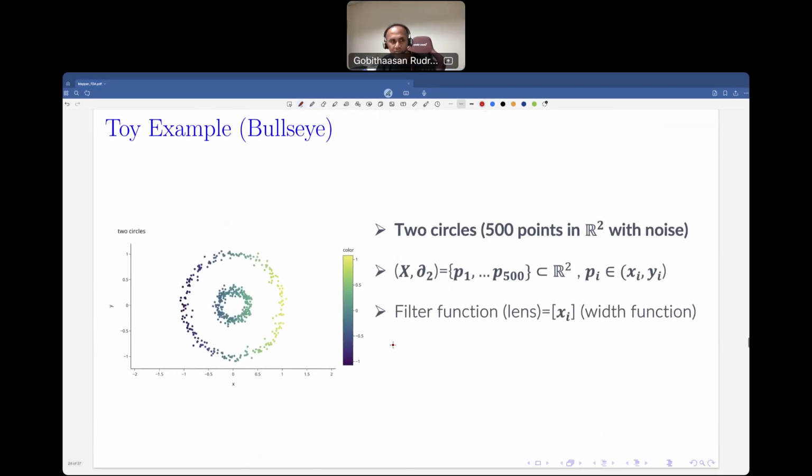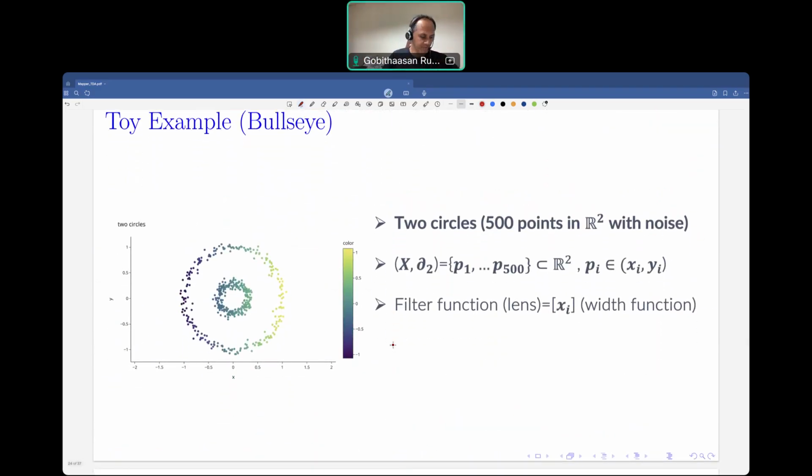Okay, so let's look at a toy example to illustrate and make sure you understand how it works. Now let's assume we have a two circle data set. We have seen this data set numerous times now. It is in R2 with some sort of noise, and of course we have 500 points in R2, and each has two features, X and Y.